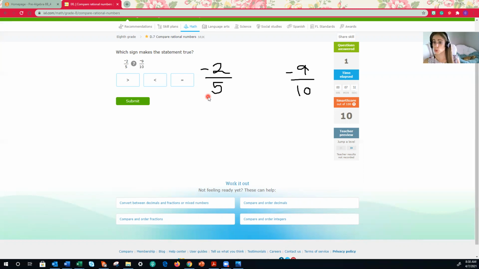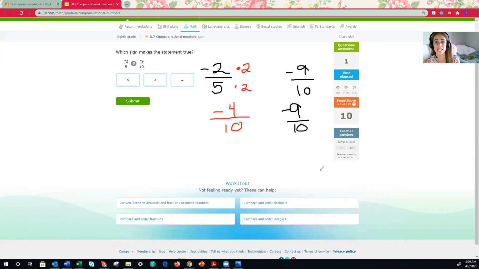5 times 2 is 10, which means I'm going to multiply the numerator and the denominator because we have to convert this entire fraction by 2. -2 times 2 is -4. 5 times 2 is 10. Now I have equal denominators, which means I can compare my fractions. Yay! All right, we got one more little trick though.